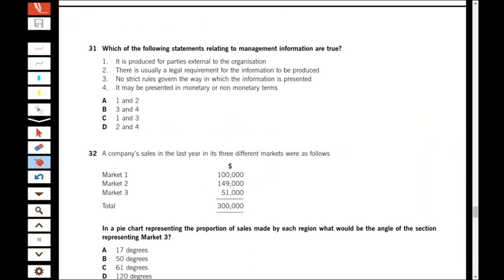Number 31. Which of the following statements relating to management information are true? Number one: it is produced for parties external to the organization. No, it's for the internal parties.